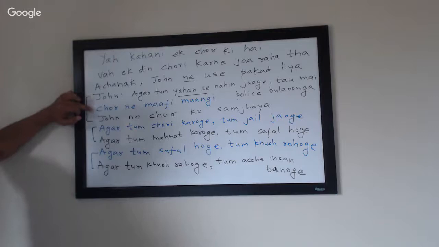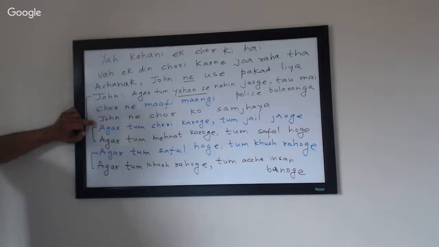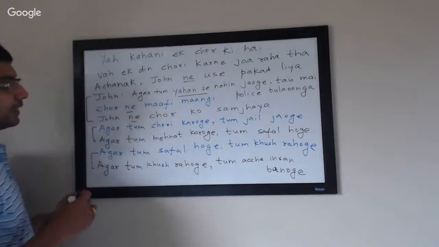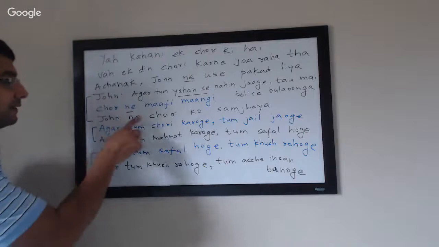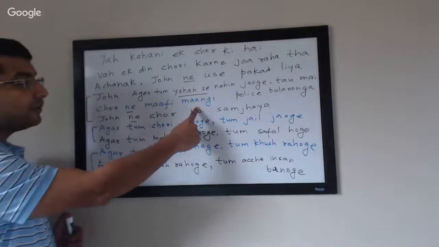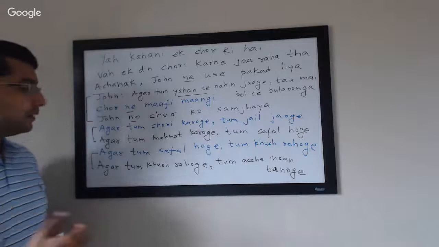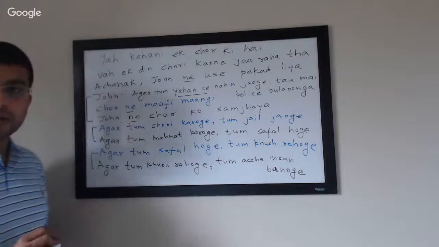Chor ne maafi maangi. The thief apologized. John ne chor ko samjhaya. John explained it to the thief that it's not a good thing, basically. The interesting thing that I like is the use of ne, right? Both the sentences are written in past indefinite, and you did a pretty good job of understanding it. It's maafi mangna, the verb, but because of ne, and because the thief is a singular male, it became maafi mangi. Also samjhana, to understand, is again a transitive verb.